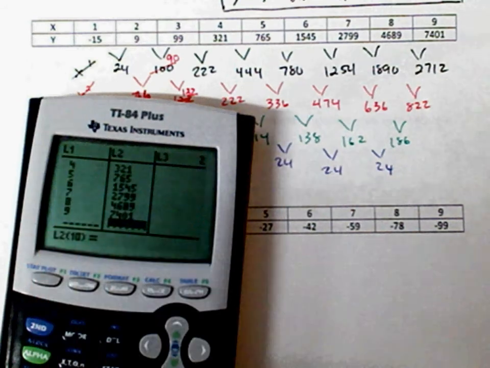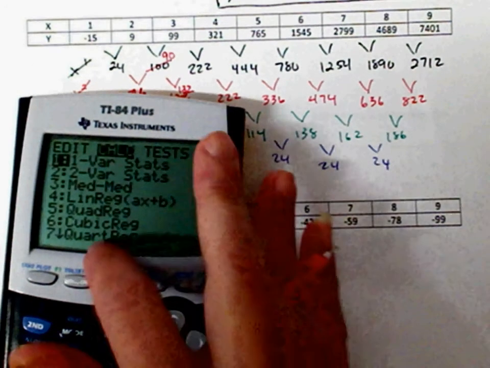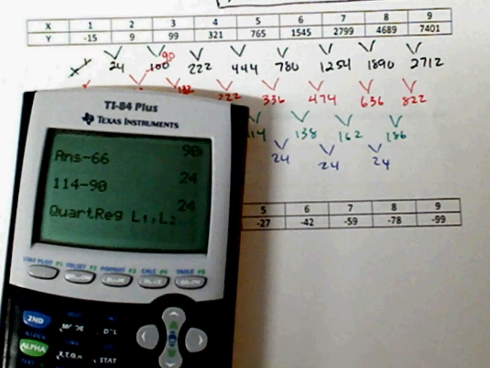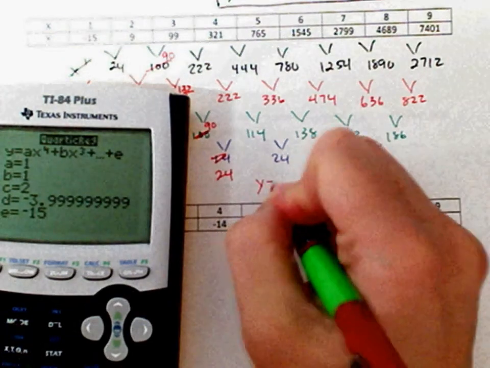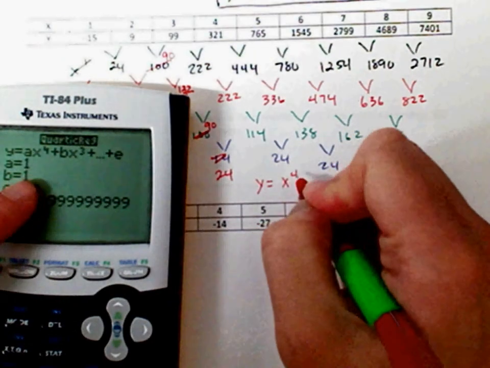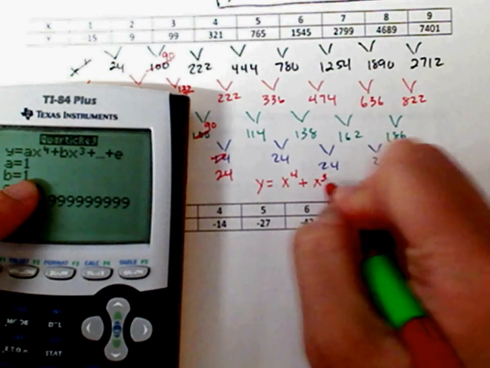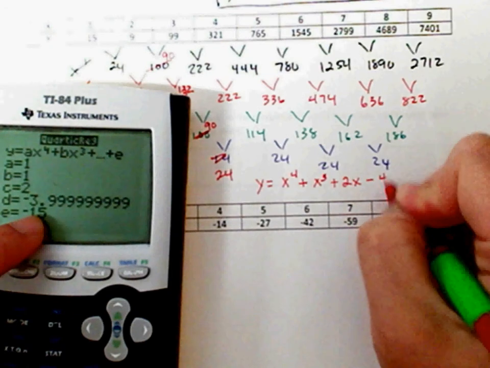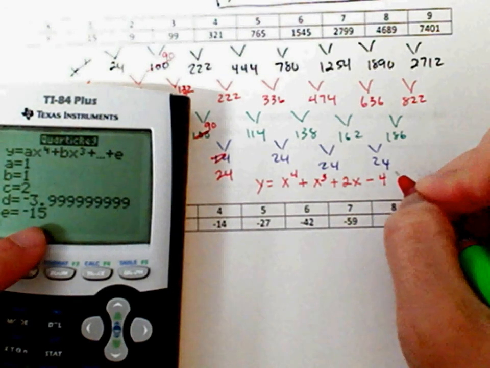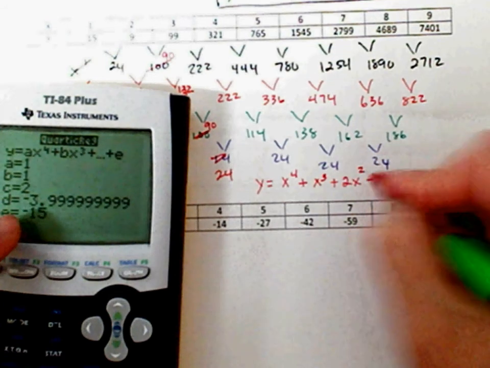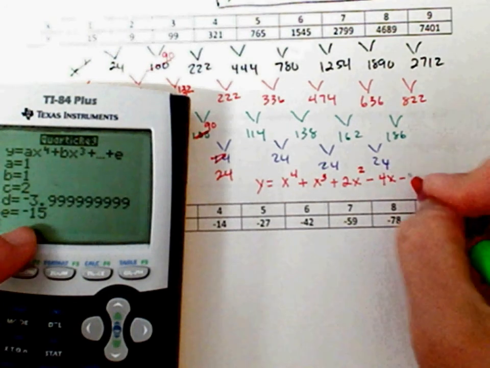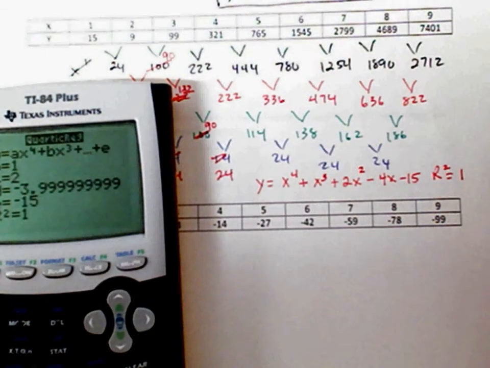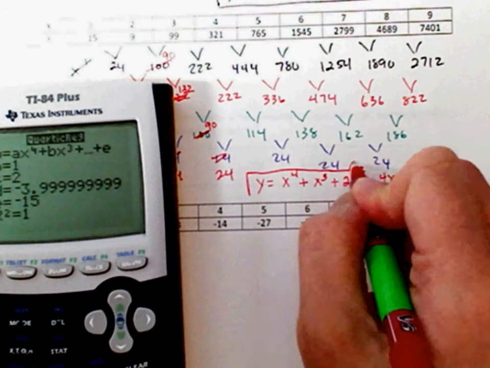And I am going to use the quartic, number 7. Okay? I'm not graphing, so I don't need to do alpha trace. I just wanted the equation. So y is equal to x to the 4th plus x to the 3rd plus 2x squared, negative 4x minus 15, rounding that to 4. And let's see what our R value is. My R value is 1, or you can write 100. Your choice. And there I have my equation.